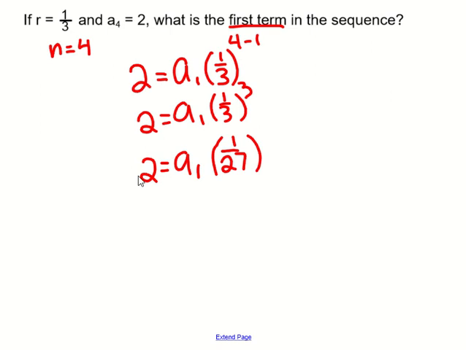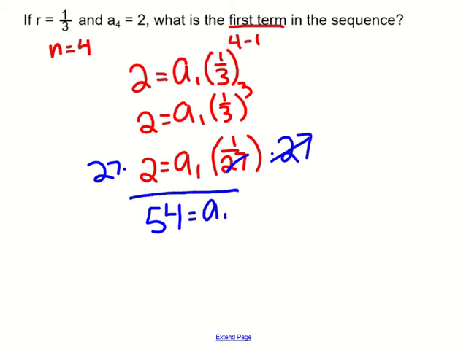Now, in order to get my a_1 by itself, I'm going to multiply both sides by 27. And 27 times 2 is 54, which is the first term of my sequence.